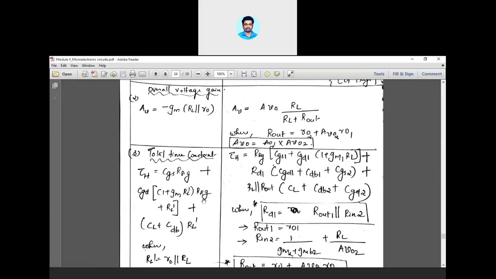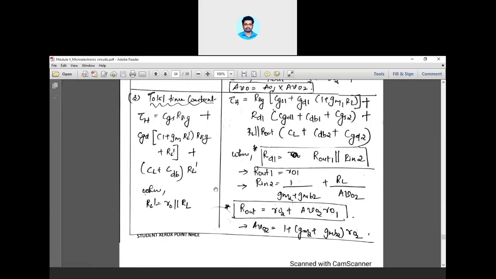Now this is a comparison between the total time constants. This is the equation for tau h for CS, but in the cascode amplifier you have tau h as given here. See, you have three distinct terms here in tau h. To find tau h, you need RD1, so the equation for RD1 is given, and you need R out also. The equation for R out is given here.